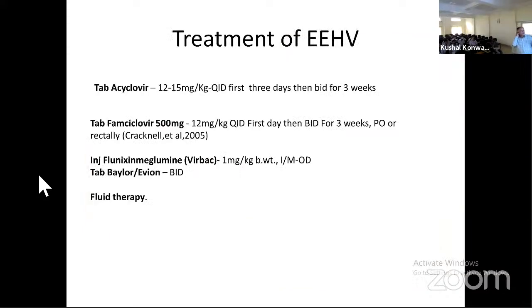Besides that, we also have other treatment. So I said acyclovir, famciclovir, flunixin meglumine, then fluid therapy. Okay. Some people also give antibiotics, fearing that there will be secondary infection in those areas of the intestine. Antihistamines and a lot of fluids should be given. And if the animal is not showing any diarrhea, you can go for parenteral rehydration. Okay.